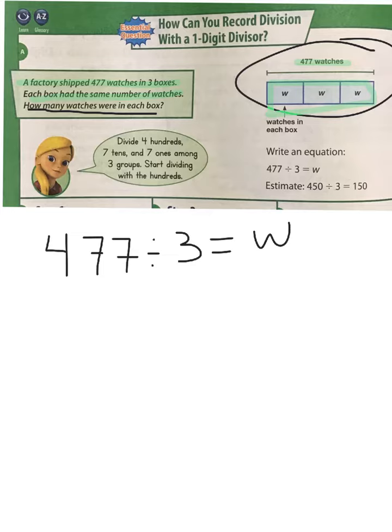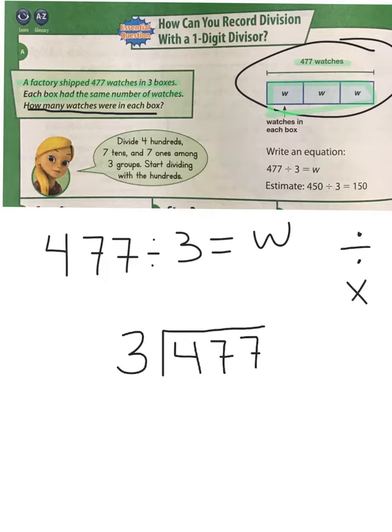To use the algorithm that we have been using, we're going to draw our division bar. Inside the bar, we are going to put our dividend, which is 477. On the outside, we are going to put our divisor, which is 3, or how many equal groups we need. On the side, I'm going to write down our steps for dividing. First, we divide, then we multiply, then we subtract, and then we bring it on down.